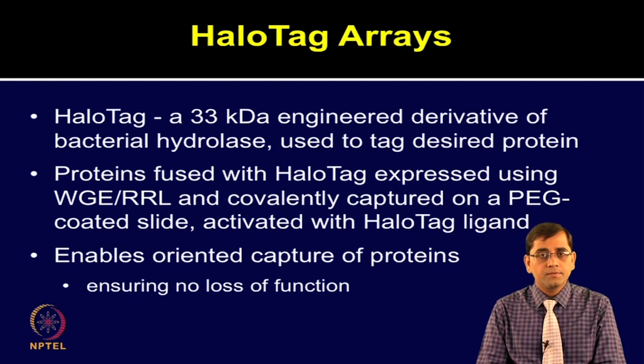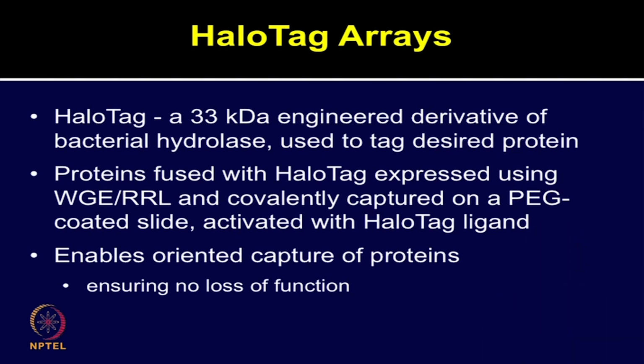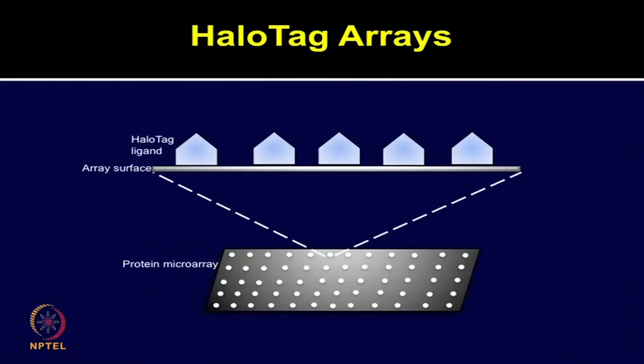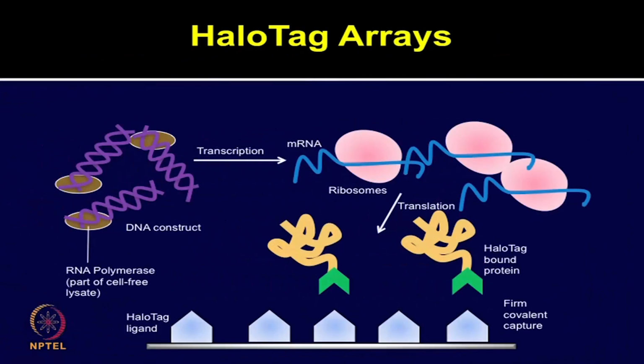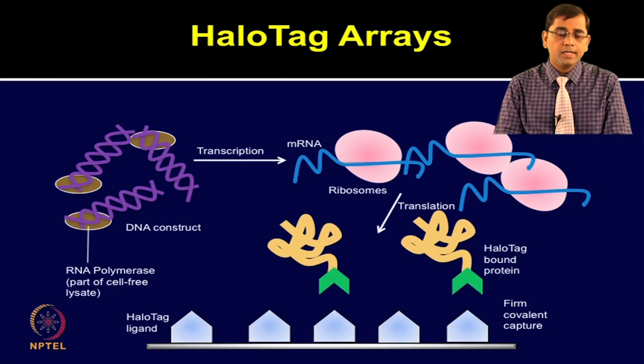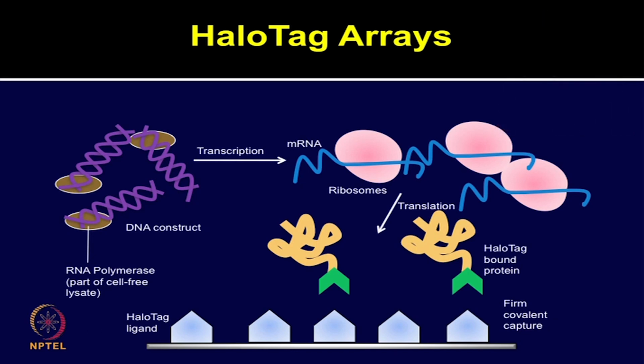These are then activated with Halotag ligands. These Halotag arrays achieve oriented capture of proteins and thereby ensure no loss of function or minimal loss of function. As shown in this slide, the polyethylene glycol coated slide can be activated using Halotag ligands. The proteins fused with Halotag are expressed by using cell-free expression system and are covalently captured on polyethylene glycol coated glass slides. So, Halotag method enables oriented capture of proteins.